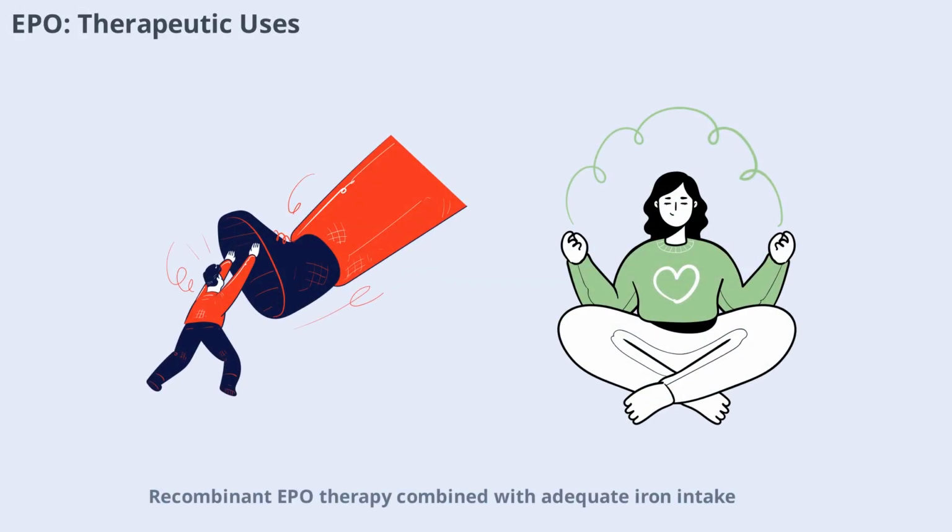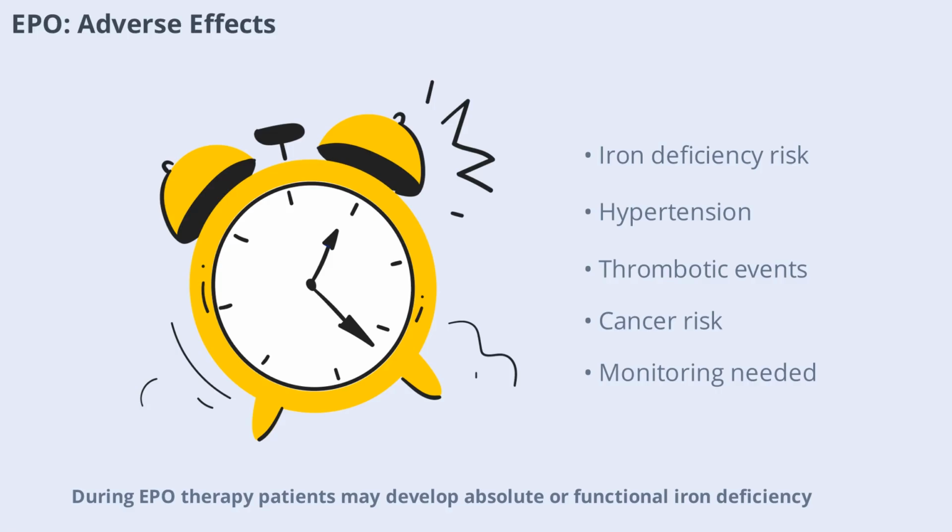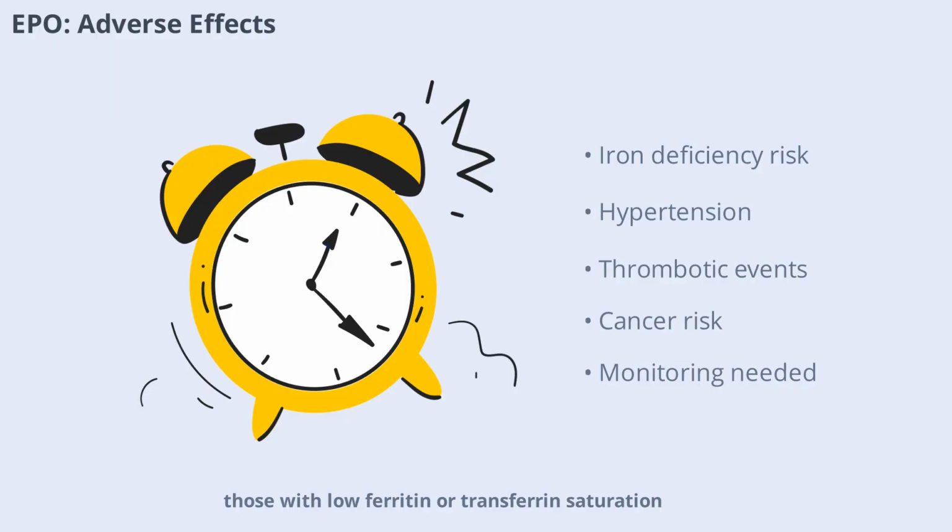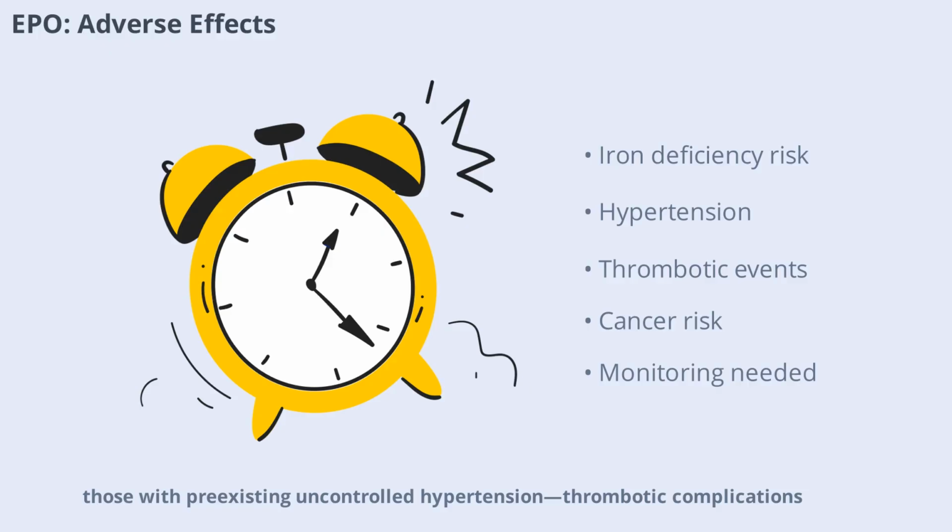Recombinant EPO therapy, combined with adequate iron intake, is highly effective for several types of anemia, including those associated with chronic renal failure, chemotherapy, chronic inflammatory diseases, and surgeries with anticipated blood loss. The primary goal is to reduce the need for repetitive blood transfusions, improving patient outcomes and quality of life. During EPO therapy, patients may develop absolute or functional iron deficiency, so supplemental iron is recommended for those with low ferritin or transferrin saturation. Adverse effects include hypertension, especially in those with pre-existing uncontrolled hypertension, thrombotic complications, and potential aggravation of leukemia or other myeloid cancers. Monitoring and appropriate precautions are essential during therapy.